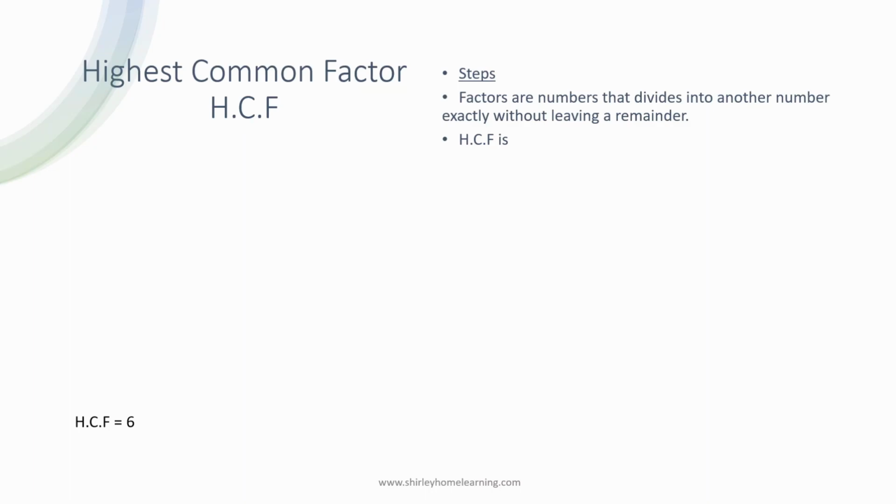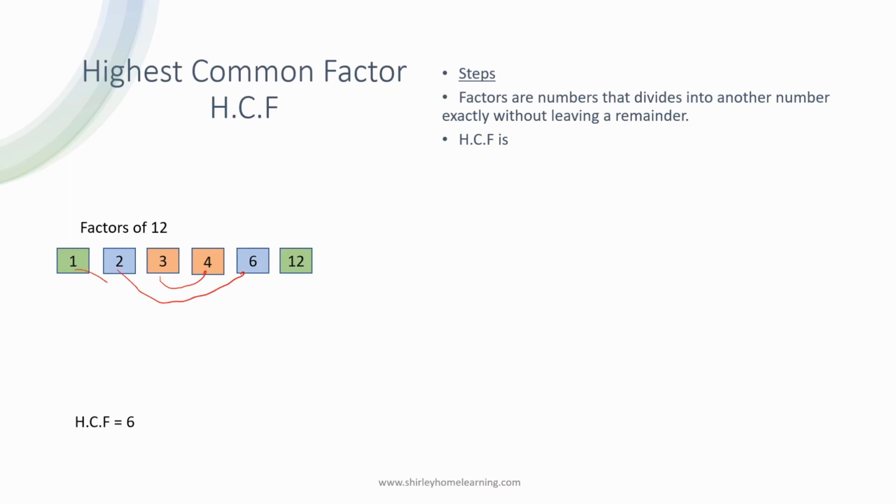So in this case, we are going to look at the highest common factor of 12 and 18. So first write down the factors of 12. So I have written the factors of 12. So you can see 1 and 12, 2 and 6, 3 and 4. So you can always see that if I multiply these numbers, I get 12: 2 and 6, I get 12, and 1 and 12, I get 12.